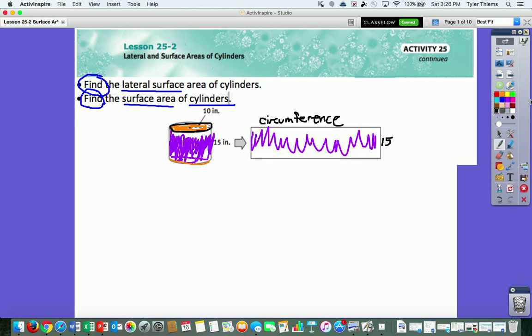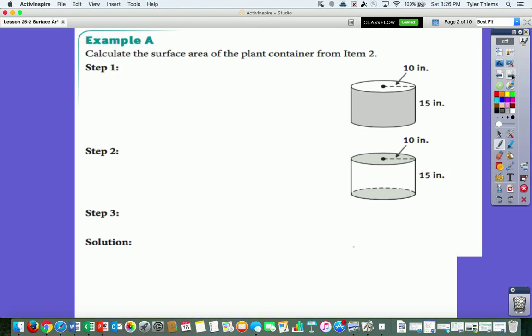We should all know that that is a symbol. If we were going to draw the actual net, we would also probably draw a circular base maybe one here, and then maybe one here. That's what the net would look like. So that is what the lateral area is. The lateral surface area is this part, and then the total surface area is all three of these pieces added together. So let's look at this first example.